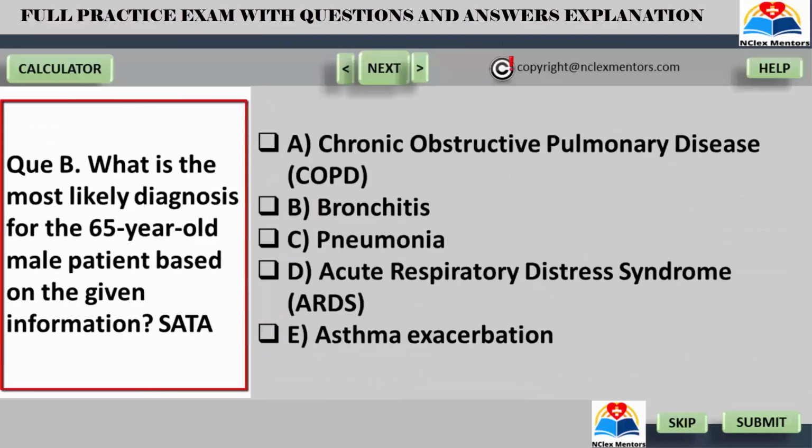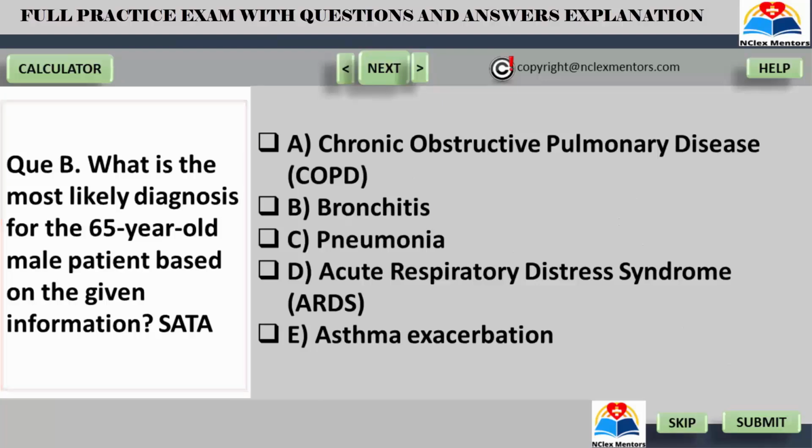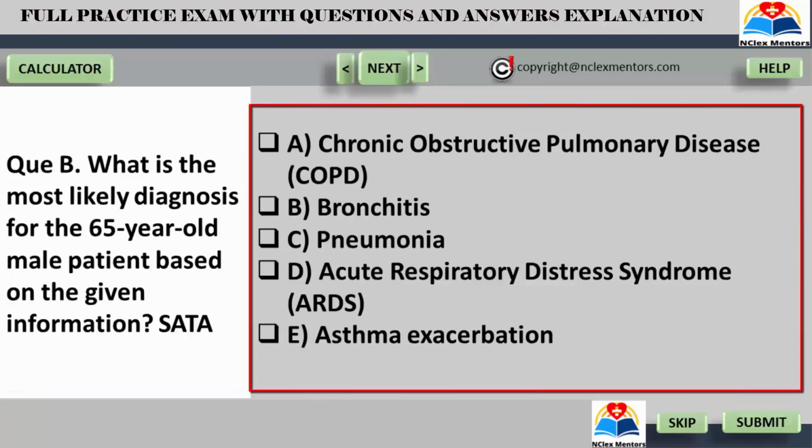What is the most likely diagnosis for the 65-year-old male patient based on the given information? The options for this question given on the screen are: Option A, chronic obstructive pulmonary disease. Option B, bronchitis. Option C, pneumonia. Option D, acute respiratory distress syndrome. Option E, asthma exacerbation. I will give you some time to go through the question and the options.